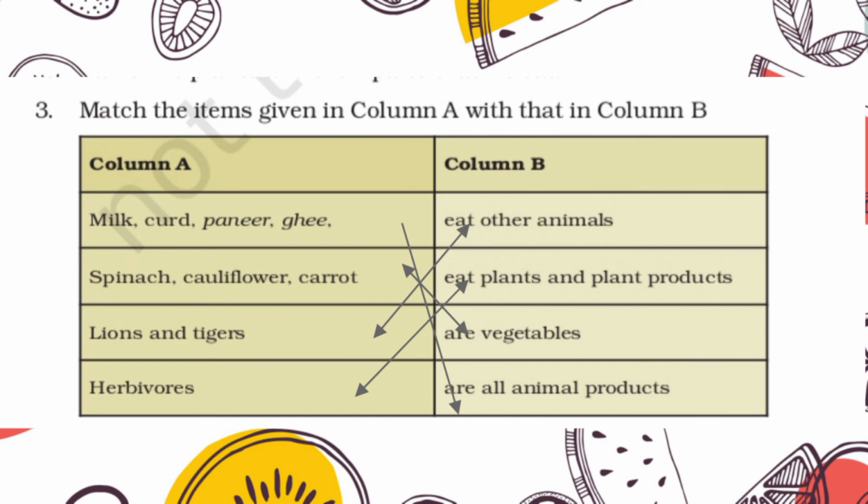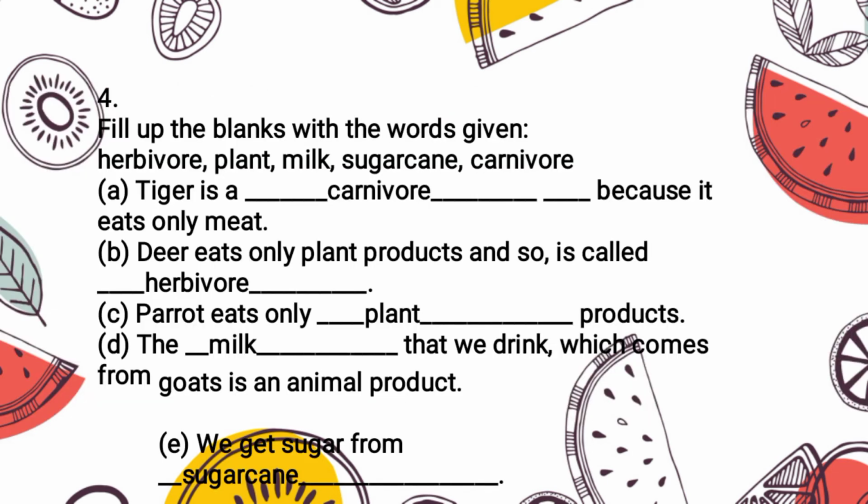Lion and tigers eat only other animals. Herbivores eat plants and plant products. So this is how you have to match column A with column B, and I have solved this for you using the arrow marks. So next is fill up the blanks with the words given. So you have to fill the blanks with the words given in the bracket.